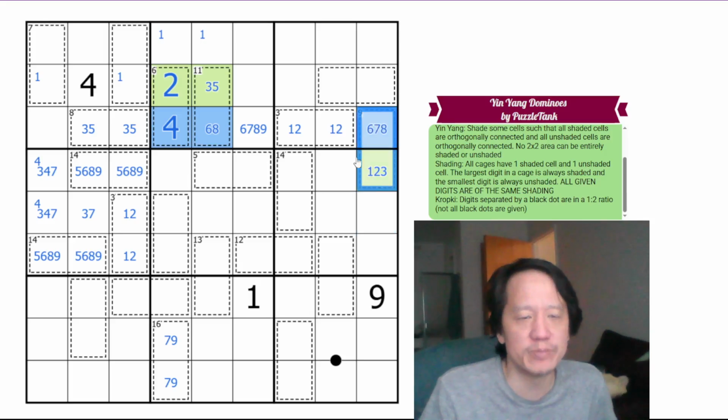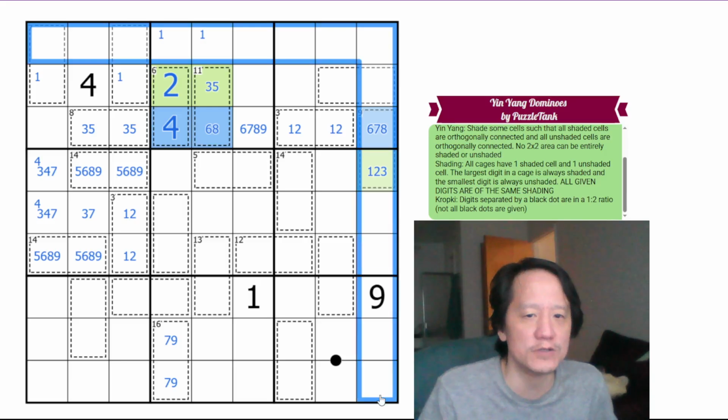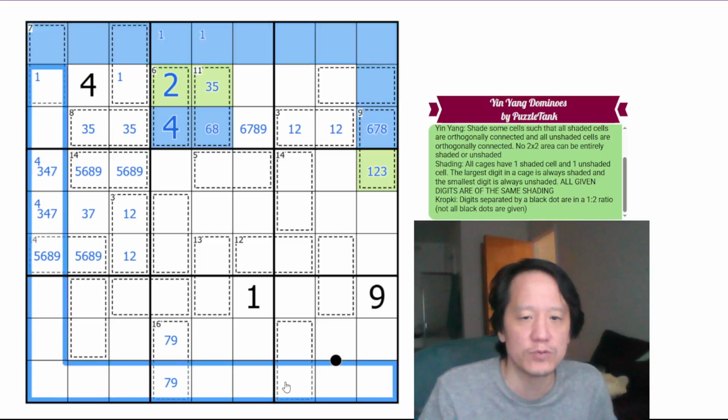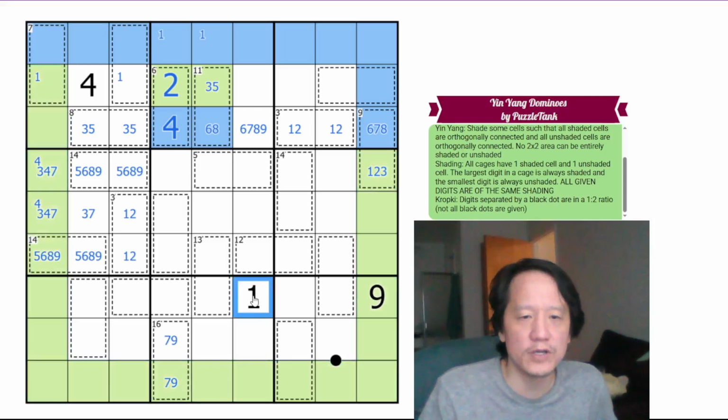Well, this swaps here, and this must be guaranteed to swap here because one of these is shaded, one of these is unshaded. So this cannot swap anywhere else on the grid. So this must match this, which is blue, and this must match this, which is green. Therefore, all the given digits must be green. So this is green, this is green, this is green. This 2x2 area means this is all green, so this must be shaded here.